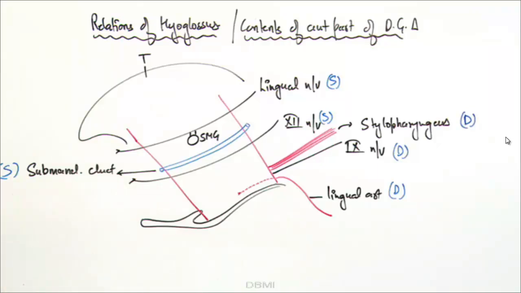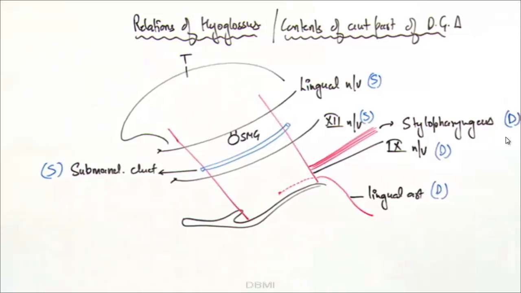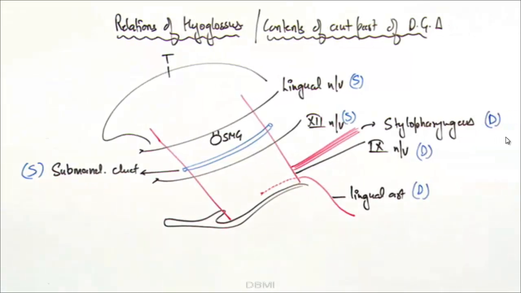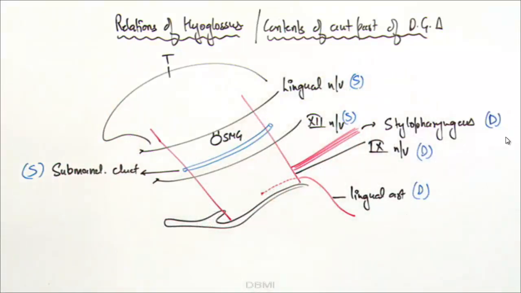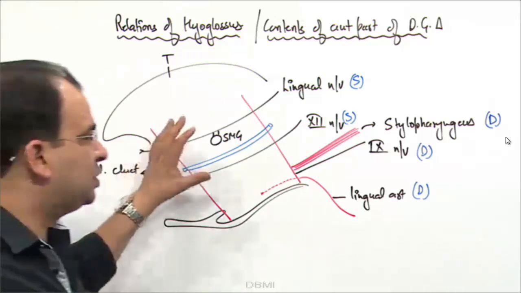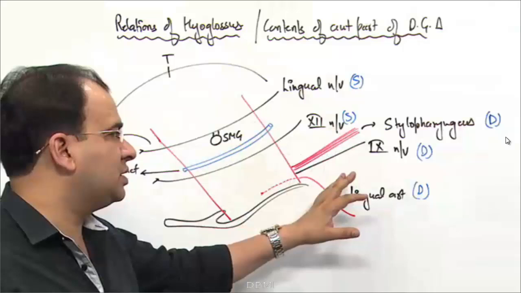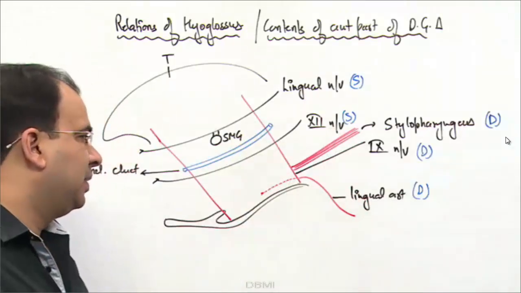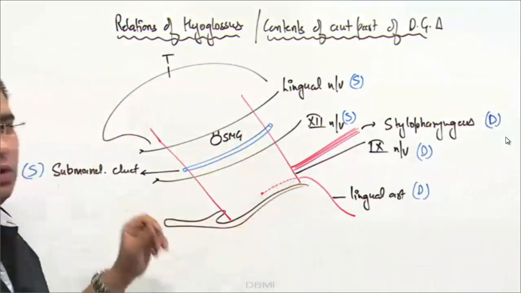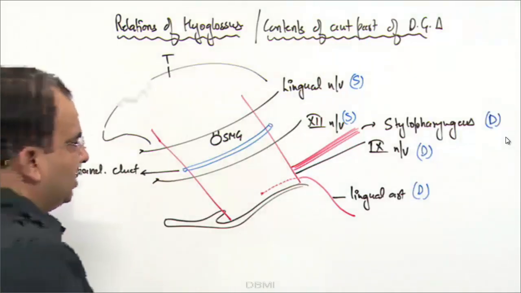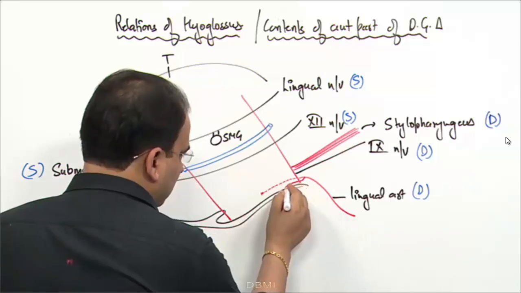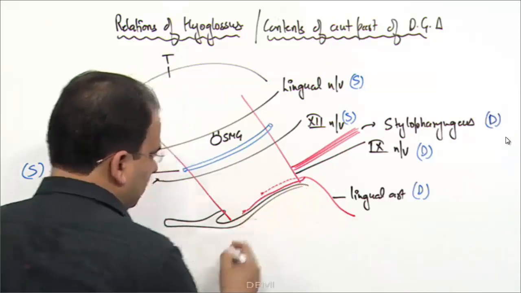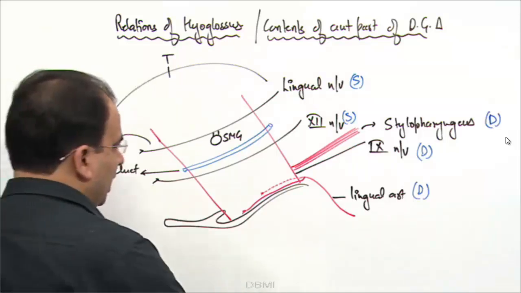So these are the structures superficial and deep to hyoglossus, and together they form the contents of the anterior part of the digastric triangle. Lingual nerve, submandibular ganglion, submandibular duct, hypoglossal nerve: superficial. Deep we have stylopharyngeus, glossopharyngeal nerve, and lingual artery. Actually there is one branch of the lingual artery which also goes superficial. If you want to add that, there is a branch of the lingual artery called the suprahyoid branch. It is also superficial. This is called the suprahyoid branch of the lingual artery.